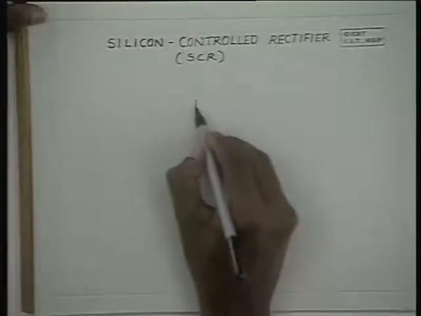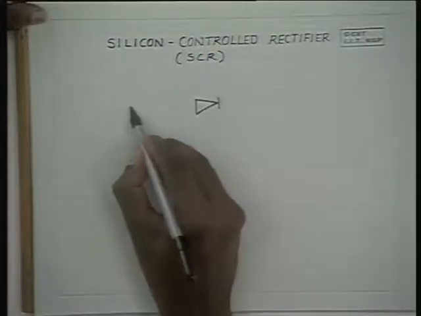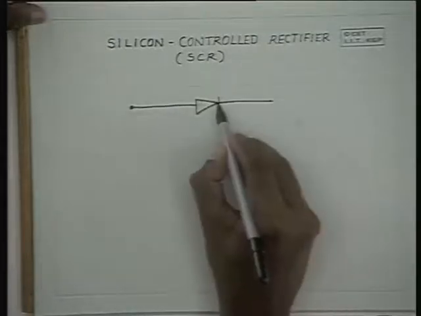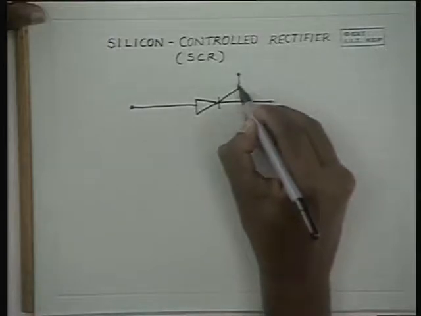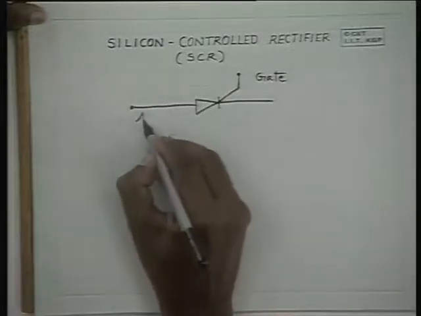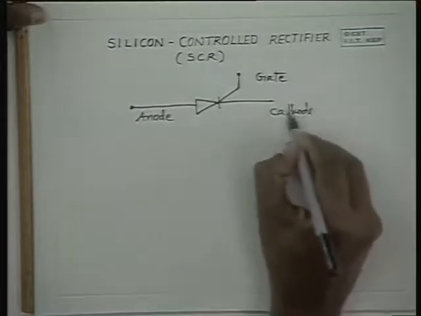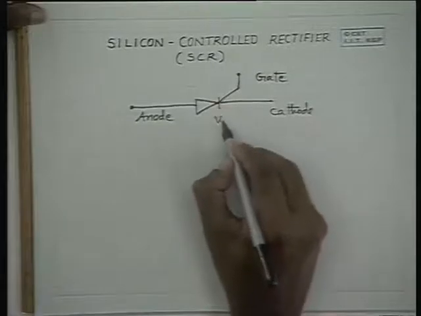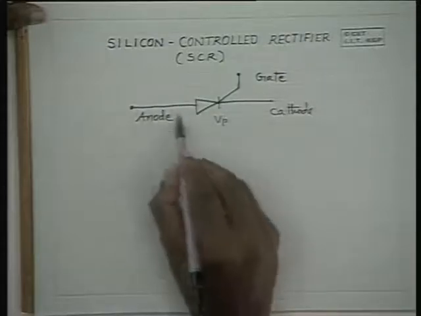So let us look at the diagram here. First, it is a 3-terminal device. The symbol is like that of a diode, but it has a third input known as the gate input. These two are anode and cathode. As the symbol indicates, it acts like a diode.